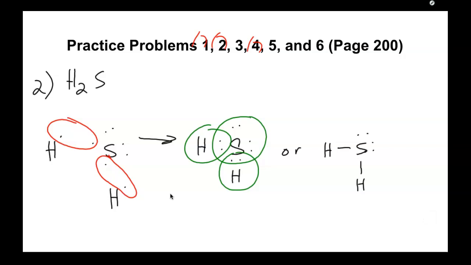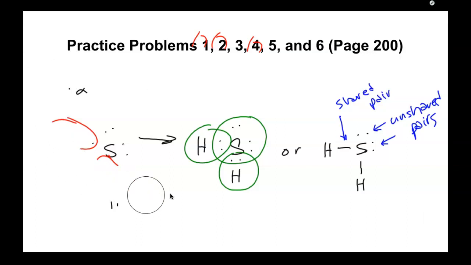One quick thing. Again, that's a shared pair. And then over here, these are unshared pairs. Remember, the shared pairs, they turn into lines.